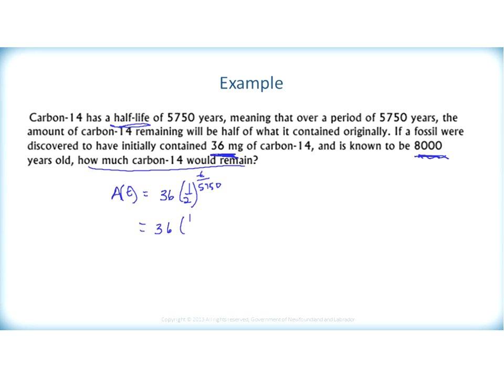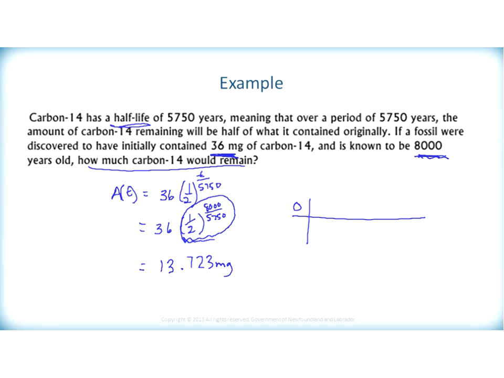36 times 1/2 to the 8,000 over 5750. Don't forget, you must evaluate this part first. If you're doing the equation separately on the calculator, you must do that part first. It's not 36 times 1/2 and then to the power. We must follow the order of operations. And we get 13.723 milligrams left over.